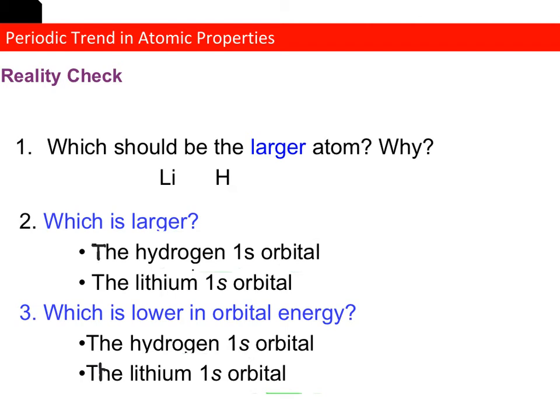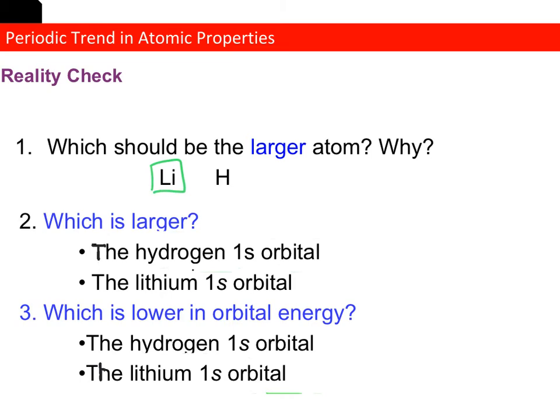Let's take a look at a couple of questions that deal with effective nuclear charge and the shielding effect. The first one is a pretty straightforward question. Which should be the larger atom, lithium or hydrogen? As we talked about before, since these two elements are in the same column of the periodic table, you should have a larger atomic radius as you go down the periodic table.